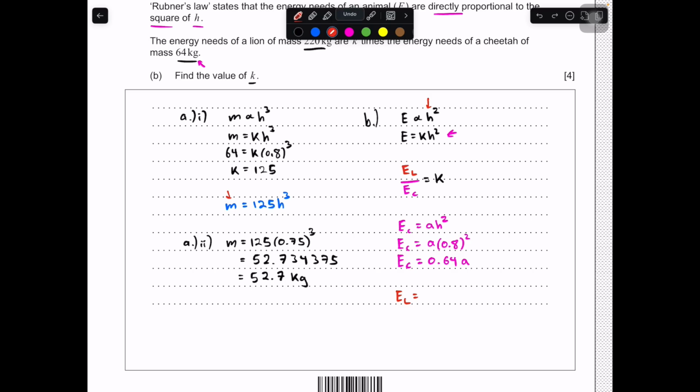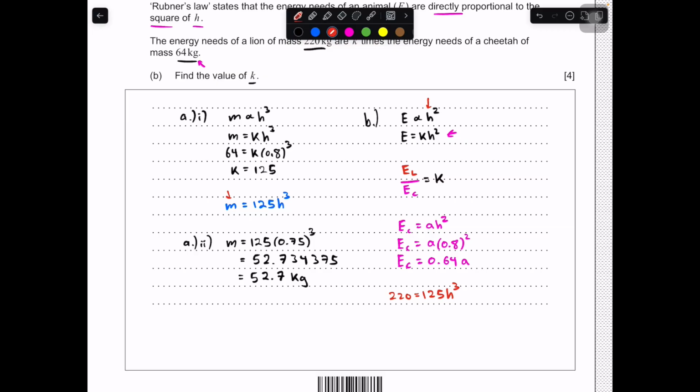So first off, let's go and find the height of the lion. We have this equation right here, which links these two variables together. So let's use that. So the mass of the lion is 220. And the height of the lion is what we want to find, h cubed. Now we can go ahead and solve this. I'm going to work it out on my calculator right here.